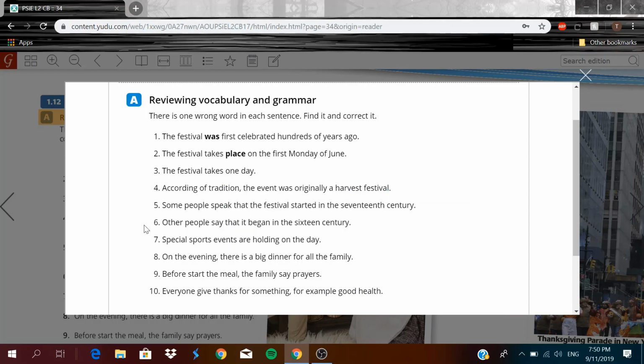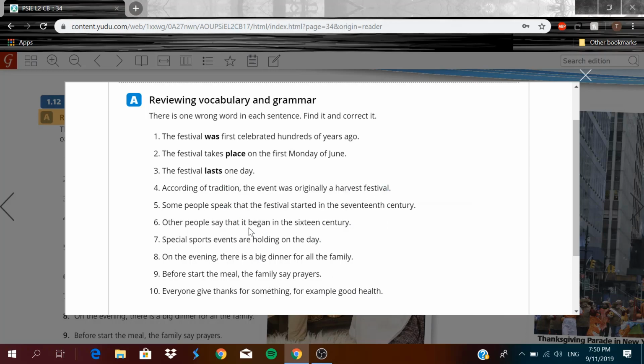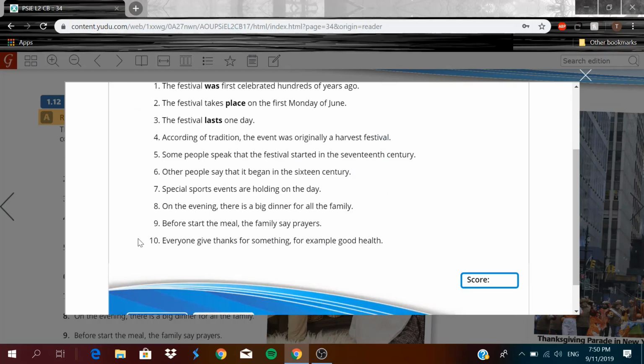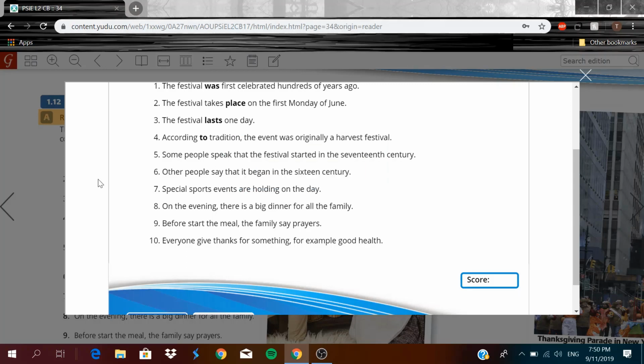Okay? The festival takes 1 day. So it doesn't take 1 day. It lasts 1 day. Okay? So, again, misuse of the word takes. So it lasts 1 day. Okay? Then we have number 4. According of tradition, the event was originally a harvest festival. So according to, not according of tradition. You guys notice that? So according to tradition, not of. So according to tradition, the event was originally a harvest festival.